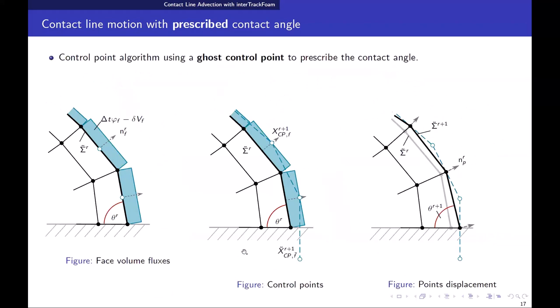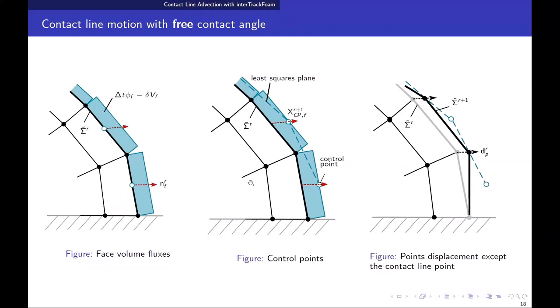With contact lines, the existing methodology has a ghost control point here, with the rest of the interface faces being moved as described before, with a prescribed contact angle. So we have a normal projection onto the ghost control point here, and the contact line face is moved onto the least square plane defined by this ghost control point, and the contact angle remains prescribed, and there is a correction step applied to the point normals at the contact line. A whole procedure is involved in that. So we don't want to prescribe the contact angle, we just want to measure it from the evolution.